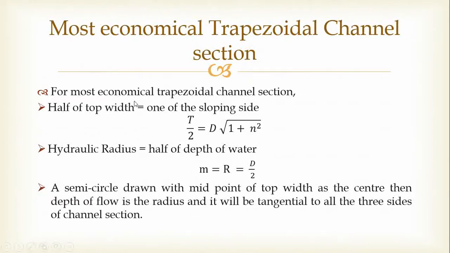For the most economical trapezoidal channel section, half of the top width is equal to one of the sloping sides. Hydraulic mean depth will be equal to half of the depth of water. This is the same as for a rectangular channel section. And third, a semicircle drawn with the midpoint of the top width as center and the depth of flow as radius will be tangential to all three sides of the channel section.